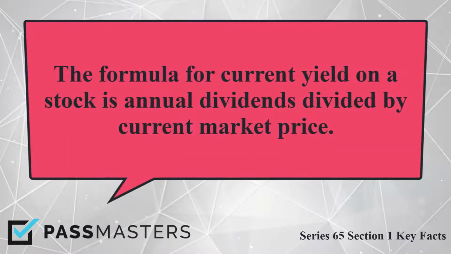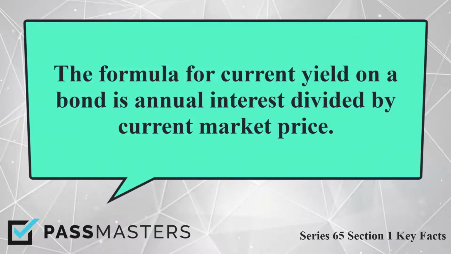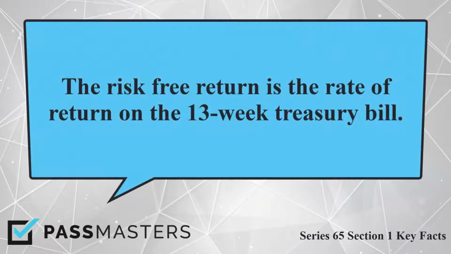The formula for current yield on a stock is annual dividends divided by current market price. The formula for current yield on a bond is annual interest divided by current market price. The risk-free return is the rate of return on the 13-week Treasury bill.